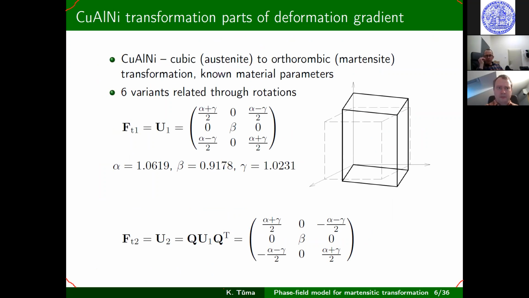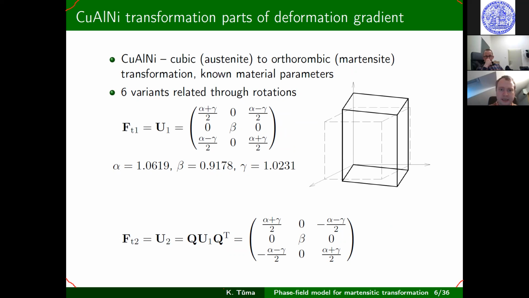So now I will tell you something about the material. In our case, we are studying copper, aluminum, nickel shape memory alloy. It exists in the austenite cubic phase. So the symmetry of austenite is cubic, and it can transform into 6 variants of orthorhombic martensite. Orthorhombic is lower symmetry. Here you can see a cube that is transforming into such an orthorhombic.